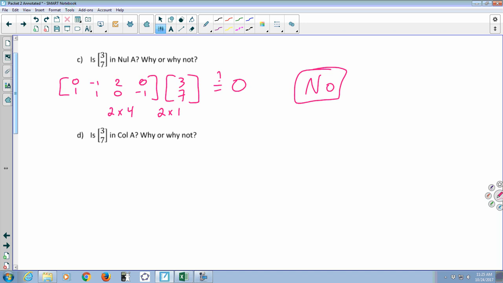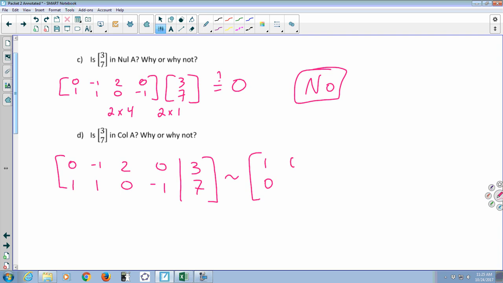Yeah, just do an augmented matrix. 0, 1, negative 1, 1, 2, 0, 0, negative 1. Augment with 3, 7, and we'll solve. If this is consistent, then yeah, there are some weights that we can put on those columns and build 3, 7. So let's see, this row reduces to 1, 0, 0, 1, 2, negative 2, negative 1, 0, 10, negative 3. So this is consistent.